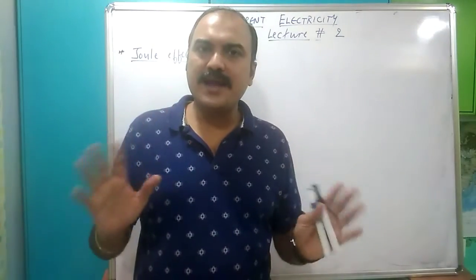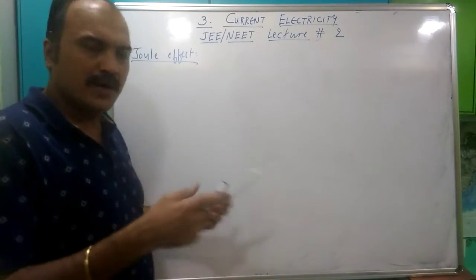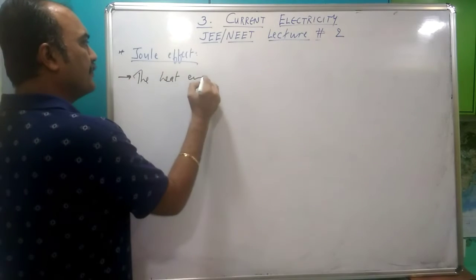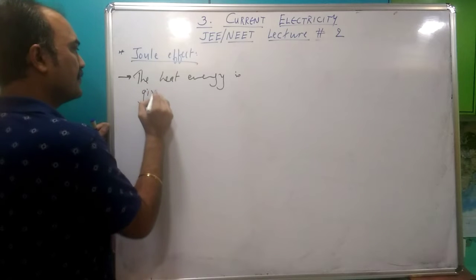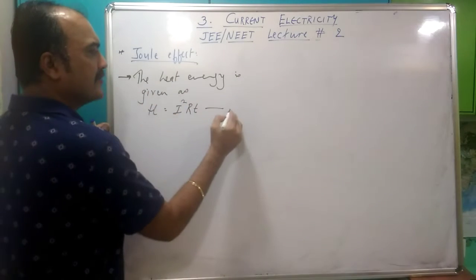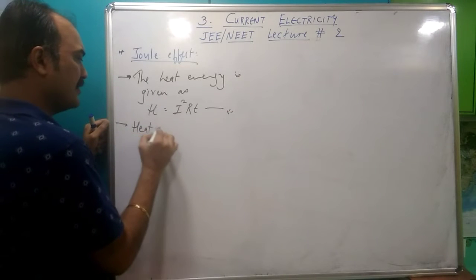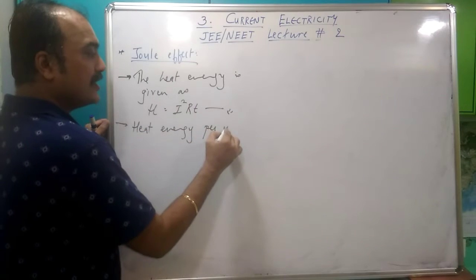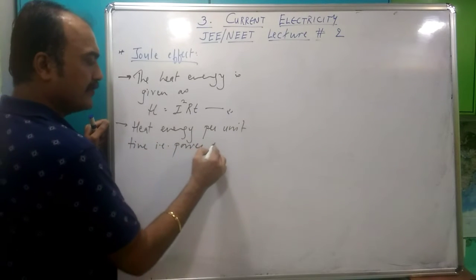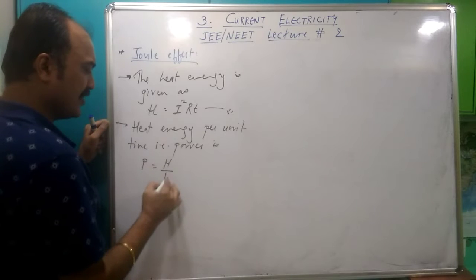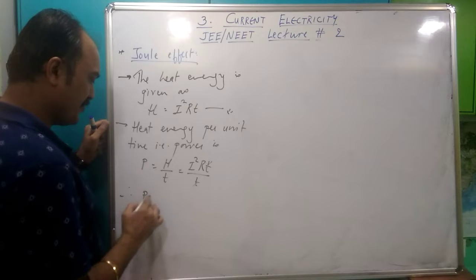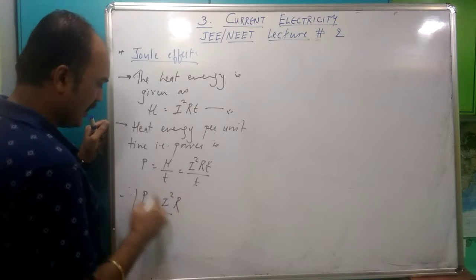Now we have three main equations for this Joule heat or power, you can say. Simple as that. The heat energy, you can call it H, is equal to I square RT. And the heat energy per unit time, that is power, P is H over T, which is I square RT over T. It goes away. So P is I square R.